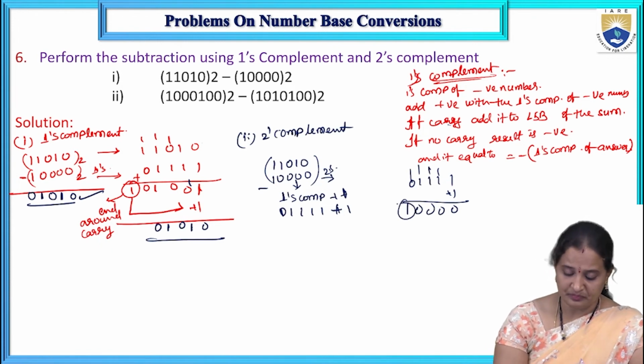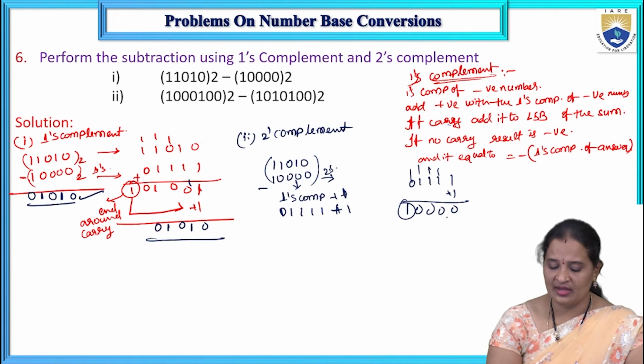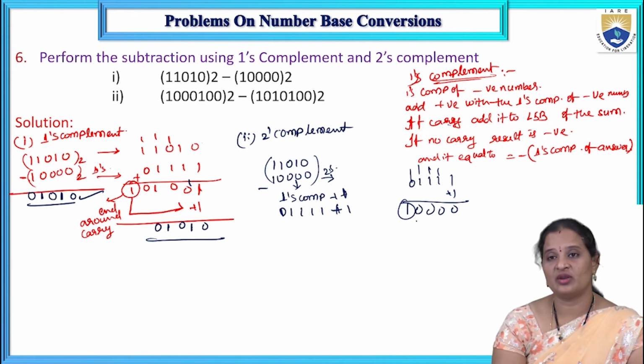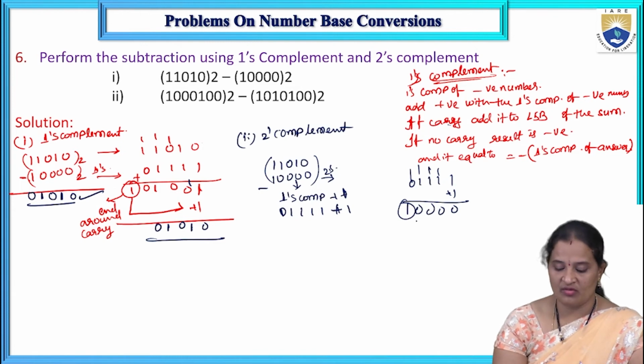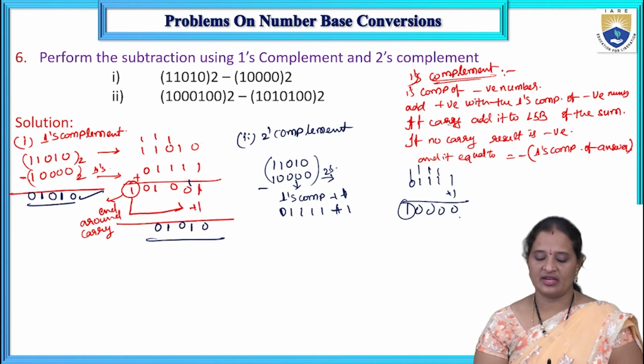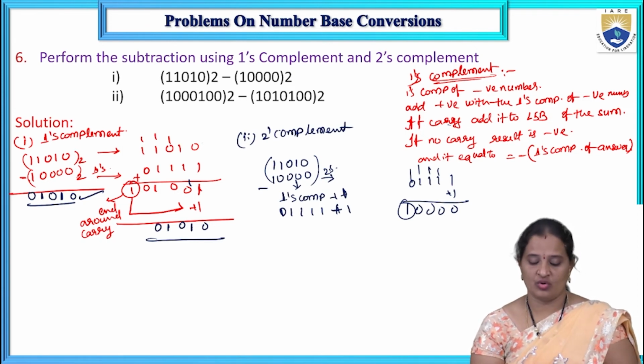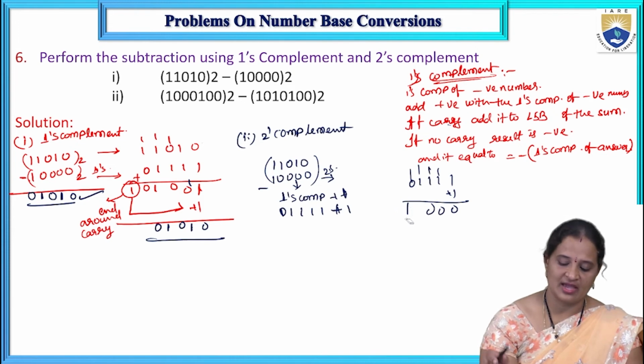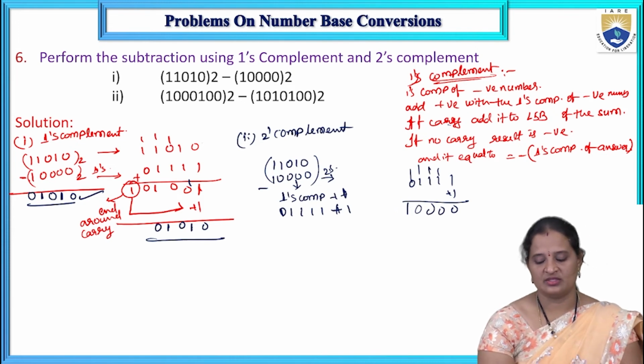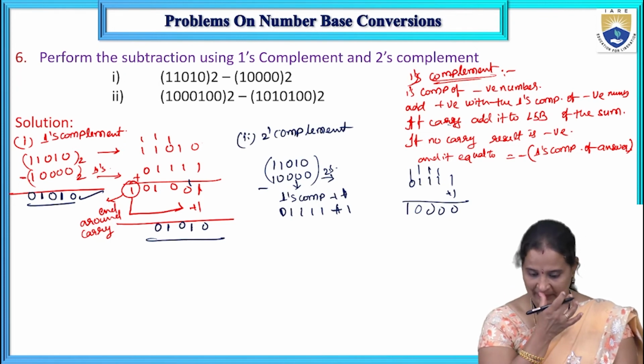But here, now I want to add again. So this is the 2's complement of the given number. We are getting the 1's complement and adding 1. So here, now what will I get? I'll get the answer as 10000. So this is the 2's complement. Now add all this.